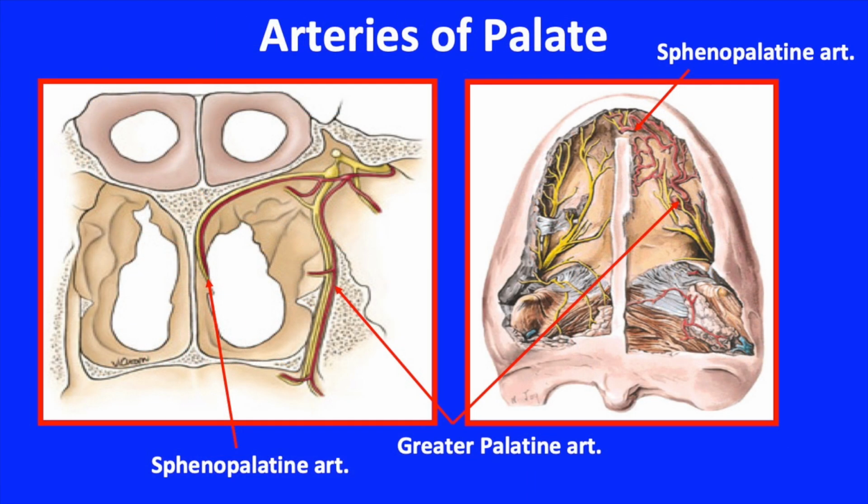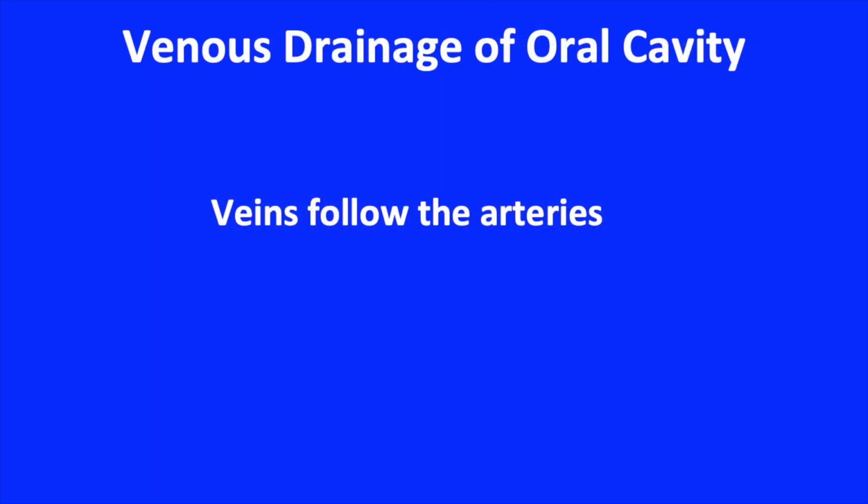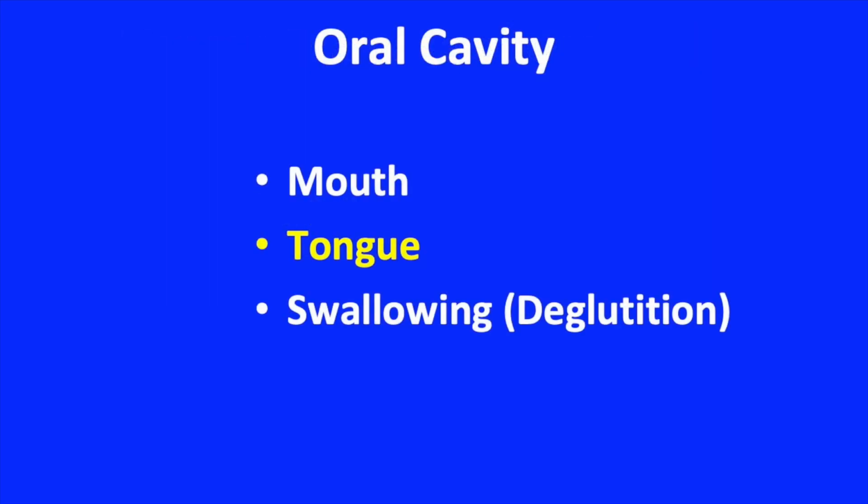We have seen these drawings before when we discussed the paths of the sphenopalatine nerve and the greater and lesser palatine nerves. The sphenopalatine artery will travel to the nasal septum and exit at the incisive canal. The greater palatine artery will descend and exit with its nerve to serve the upper hard palate. What about the veins? If you know the arteries, you know the veins. This concludes the description of the oral cavity. Let's now move to the tongue.